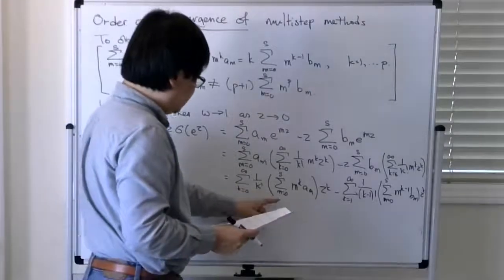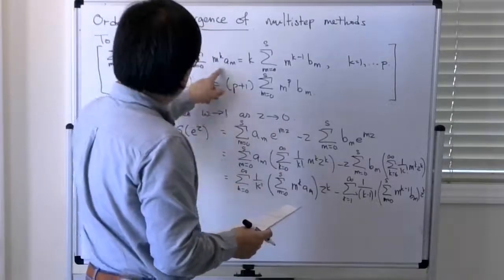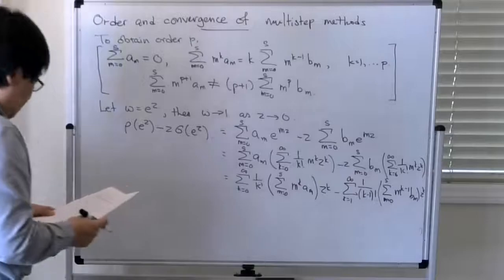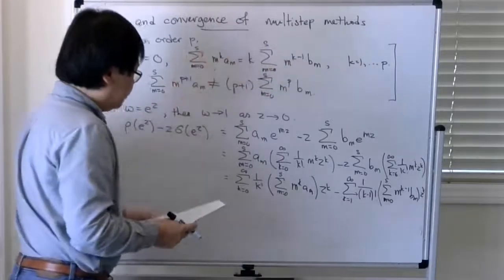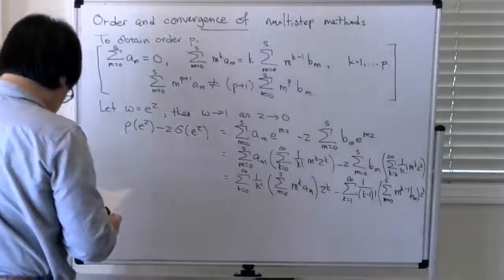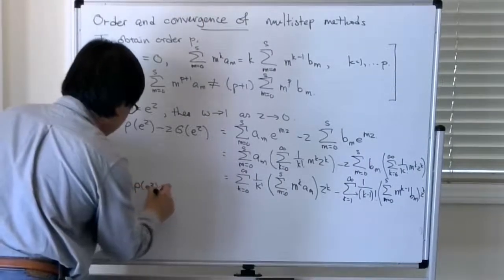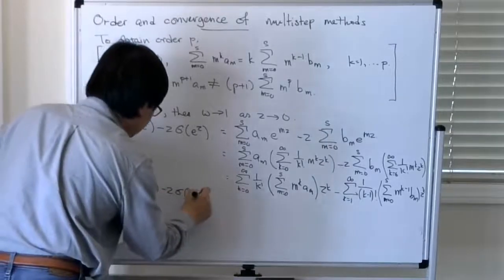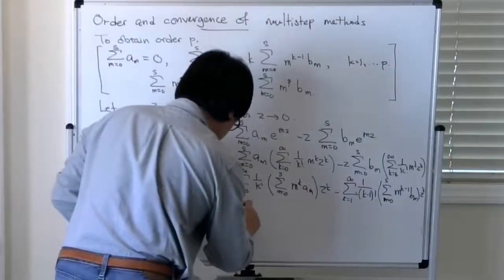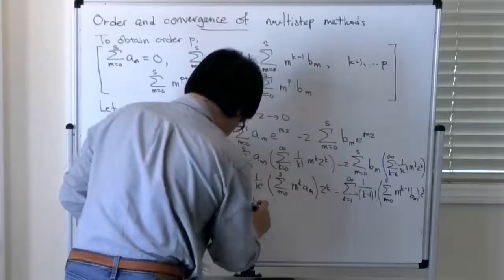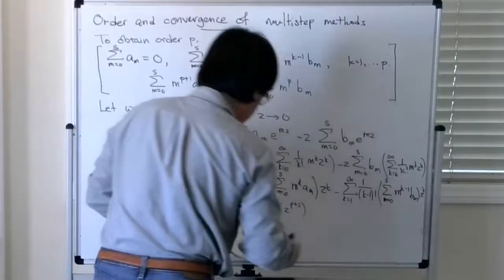So you can then check that these coefficients give you what you need here. These conditions you can compare with this condition here. So this tells you that rho of e to the z minus z sigma of e to the z is equal to some constant times z to the p plus first power plus something which is big O of z to the p plus 2.